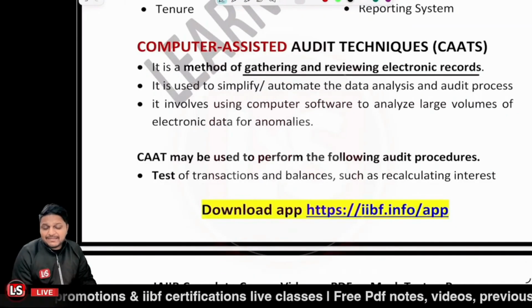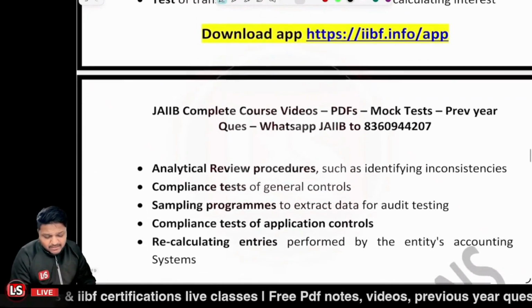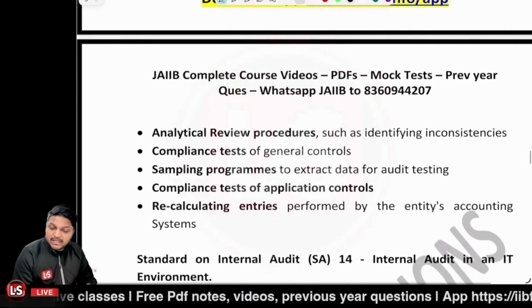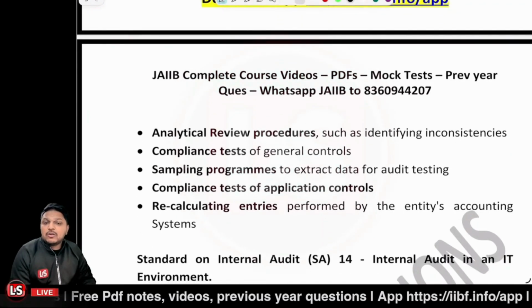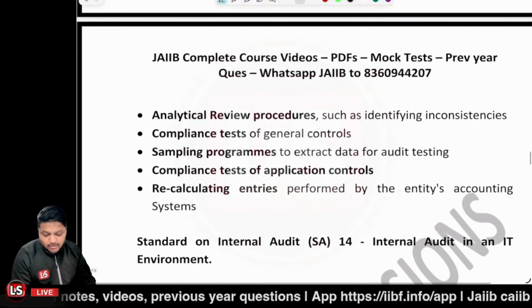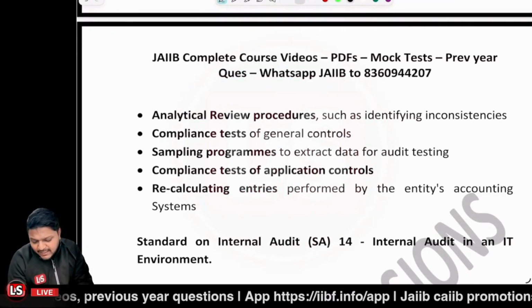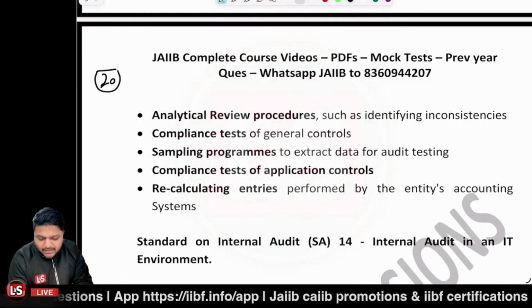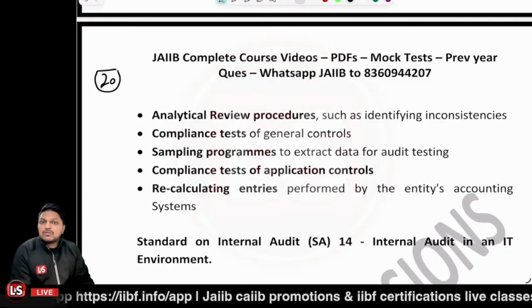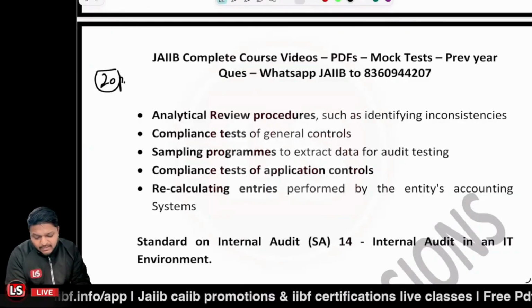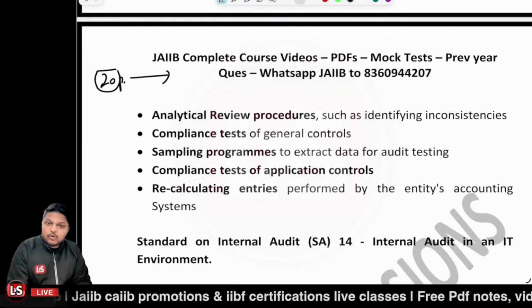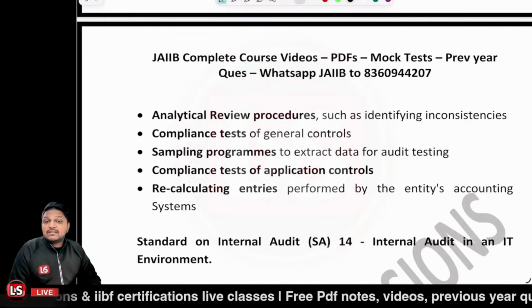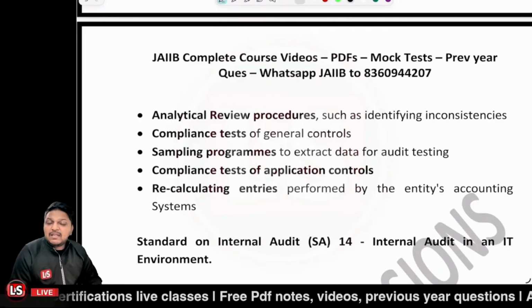We want to test the transactions, we want to check the balances, we may be calculating the interest so as to check whether the interest calculation is being done correctly or not, if there is any error or not. Because let's say even if there is an error of 20 paisa per 1,000 rupees, the bank is dealing with crores of amounts, and 20 paisa gone means the bank may be losing rupees 2 crore in a year or even more, right? So that can be the case. So CAATS is very much required.